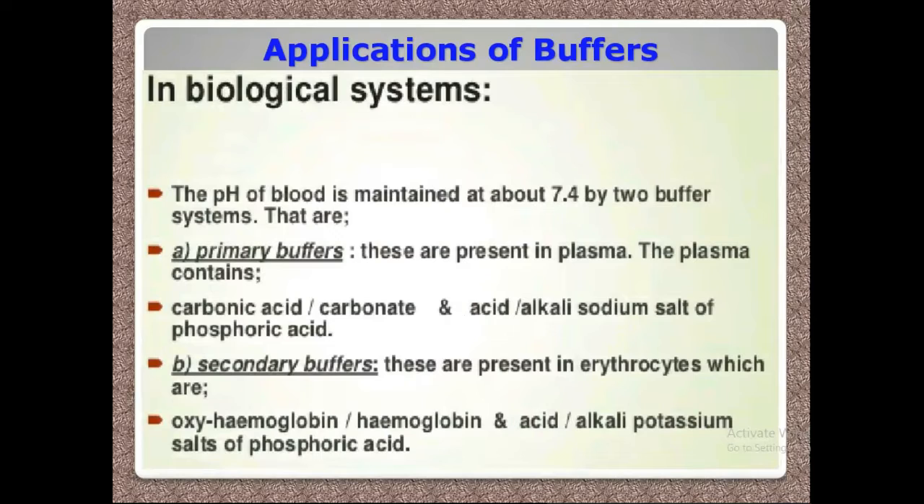One is primary buffers. These are present in our blood plasma. This plasma contains two primary buffer systems: the carbonic acid and sodium carbonate buffer system, and the acid alkali sodium salt of phosphoric acid buffer system. So two buffer systems are there in our blood plasma. Secondary buffers are present in erythrocytes.